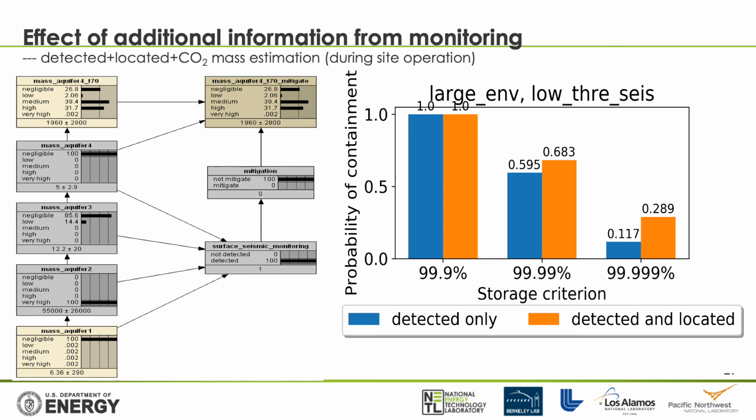This chart shows the effect of updating the network for 3 different storage criteria, using additional information from monitoring for the large containment envelope and a low detection threshold monitoring observation. The estimated probability of containment can be further increased if the monitoring method can not only detect the CO2 plume, but also provide information about the depth interval and the mass of the CO2 plume.